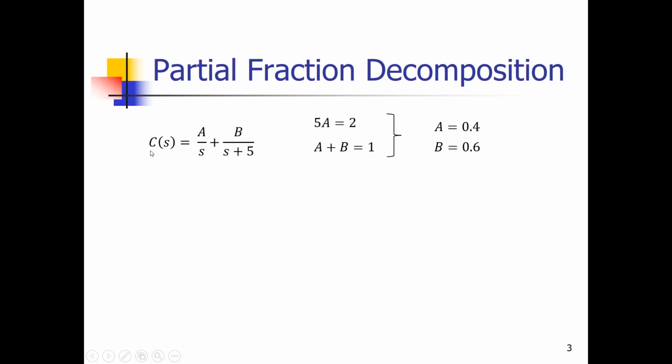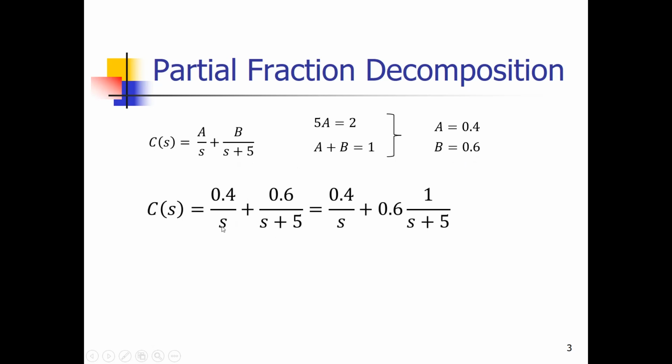So now we have a new expression in the S domain for the output signal, which says that C is equal to 0.4 over S plus 0.6 over s plus 5. So it's this expression. We could also write it somewhat in another way.